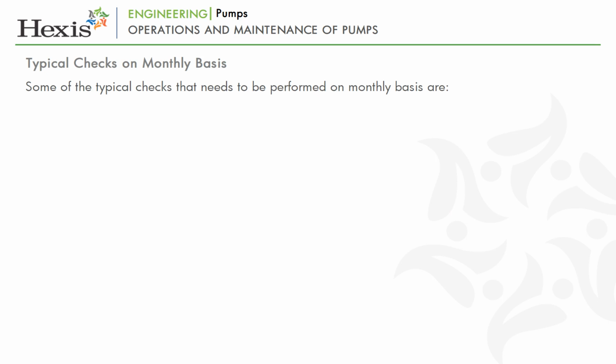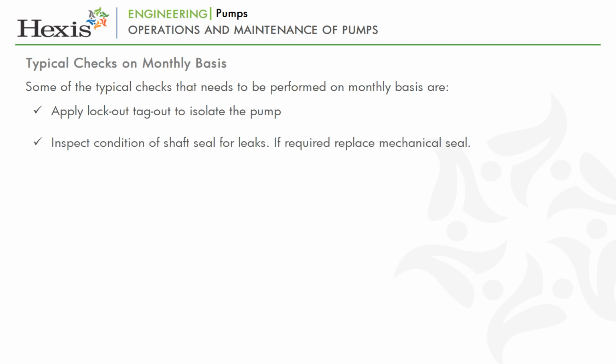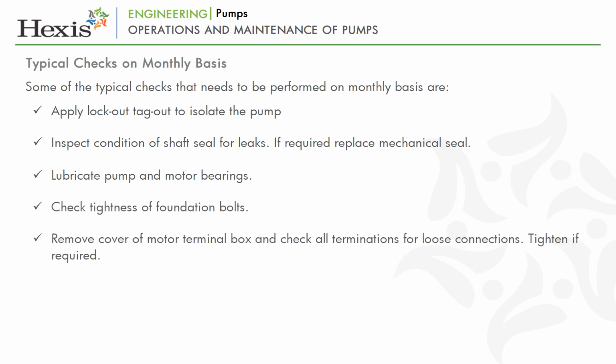Some of the typical checks that need to be performed on a monthly basis are: apply lockout tagout to isolate the pump. Inspect condition of shaft seal for leaks. If required, replace mechanical seal. Lubricate pump and motor bearings. Check tightness of foundation bolts. Remove cover of motor terminal box and check all terminations for loose connections. Tighten if required. Check running load current in all phases. Remove lockout or tagout.